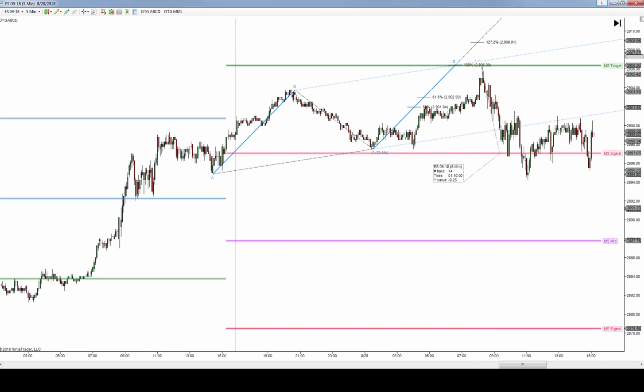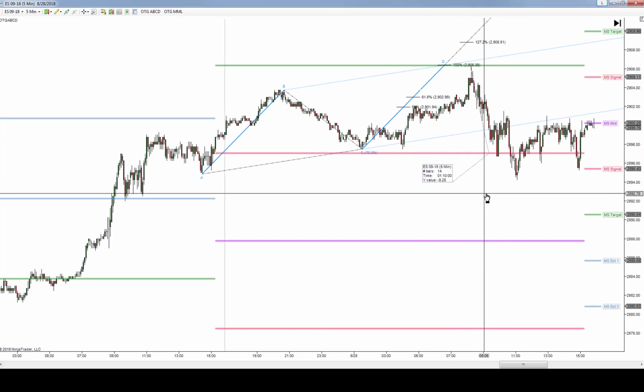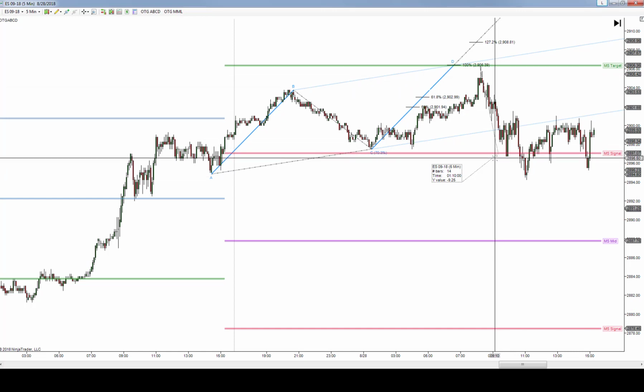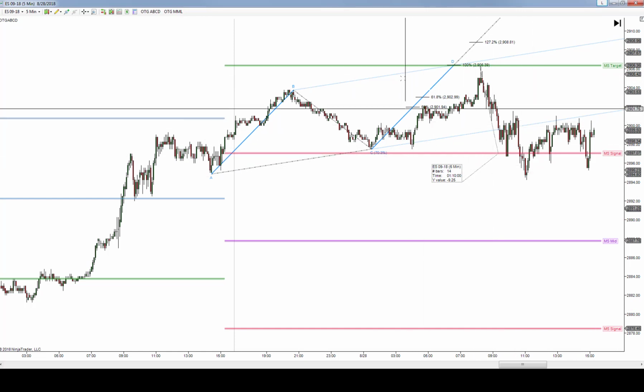It'll lay this tool out for you and give you the measurement. And again, with a 2-point stop and a 9.25 point target here to end the day, you would have had a very handsome 4.5-to-1 risk reward trade there.